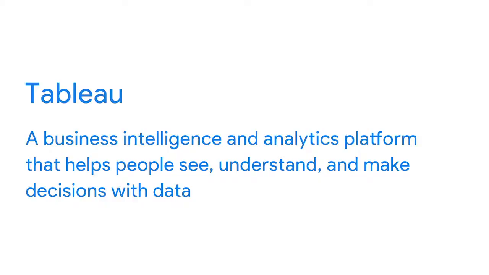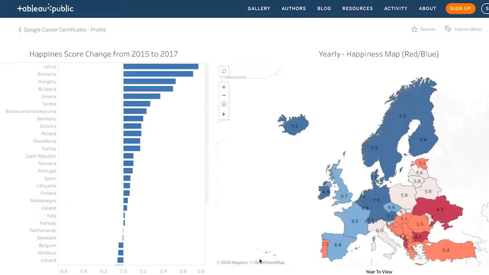Tableau is a business intelligence and analytics platform that helps people see, understand, and make decisions with data. Visualizations in Tableau are automatically interactive. We'll go into the dashboard to see how the happiness score has changed from 2015 to 2017. We can check this out in our 12th slide, Yearly Happiness Changes.